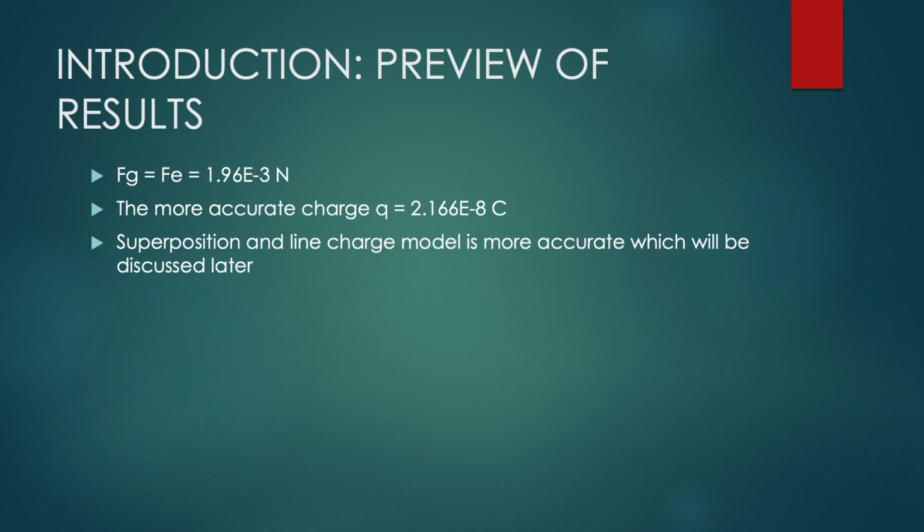A preview of some results is that the gravitational force equals the electric force, which is equal to 1.96 times 10 to the negative 3 newtons, and that the Q calculated in this lab was 2.166 times 10 to the negative 8 coulombs, and that superposition and the line charge model is more accurate, which I'll talk about later.